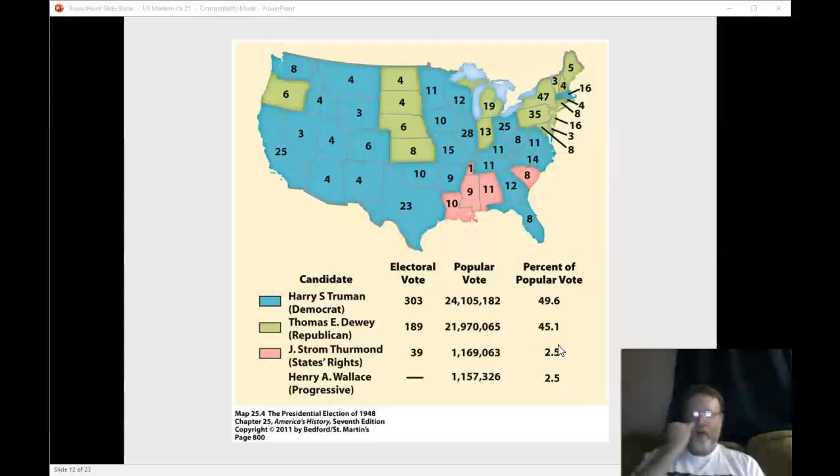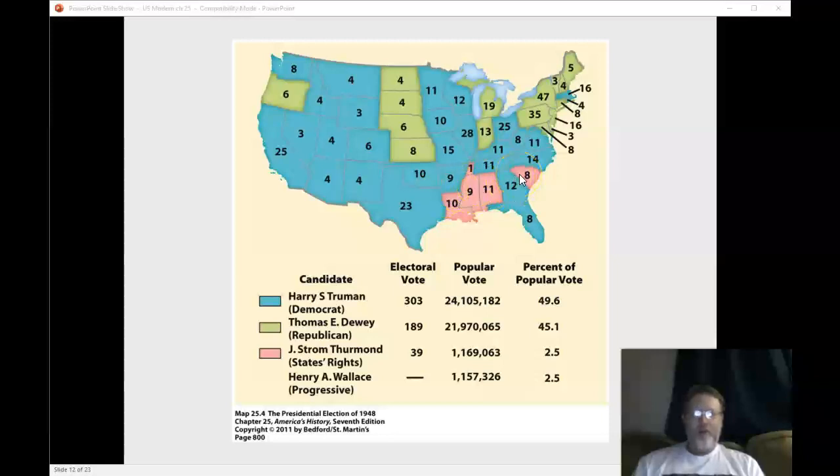Again, you have to look at a state-by-state basis and look at the actual electoral votes in each state to really be sure about that. But it's hard to know. If you actually look at Strom Thurmond and look at the southern states here, maybe exactly the opposite is the case. Or maybe not. Previously, the southern states always went Democrat.